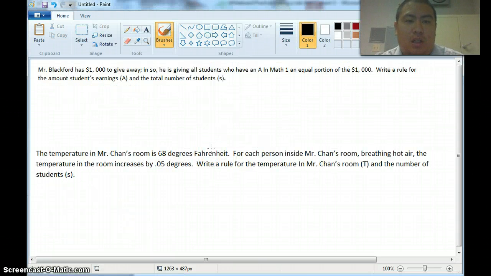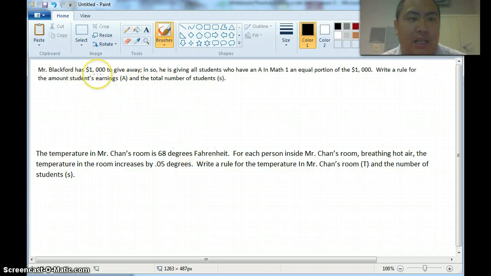All right, so let's talk about these rule things. Essentially, we're coming up with two variables, and a lot of times in the ones that I've been making, for the start, I'm giving you the variables, and then you have to figure out which one's dependent and which one's independent. Okay, so let's look at the first one.